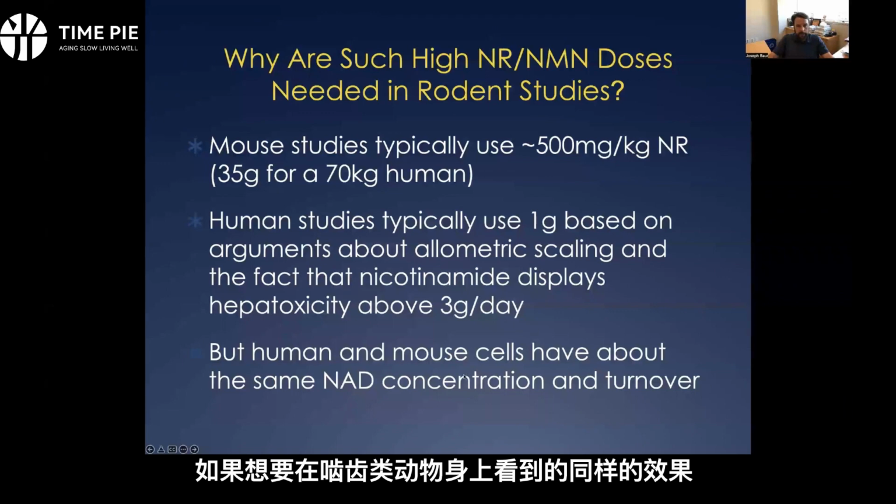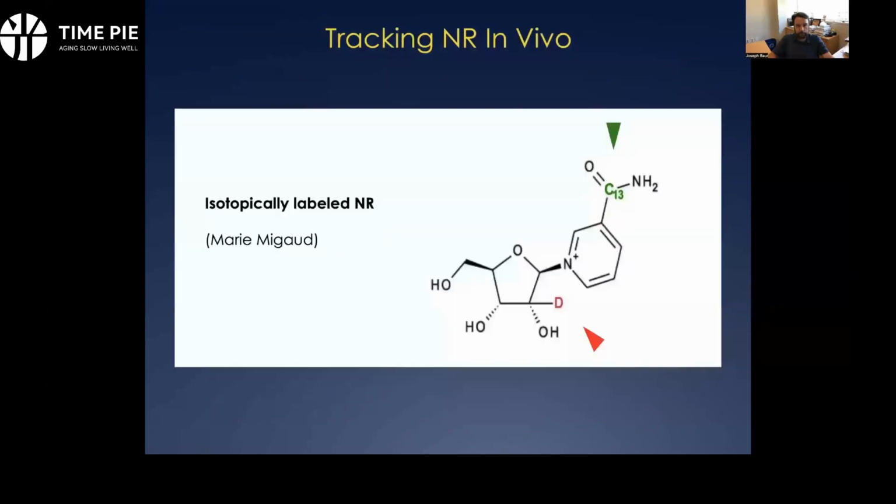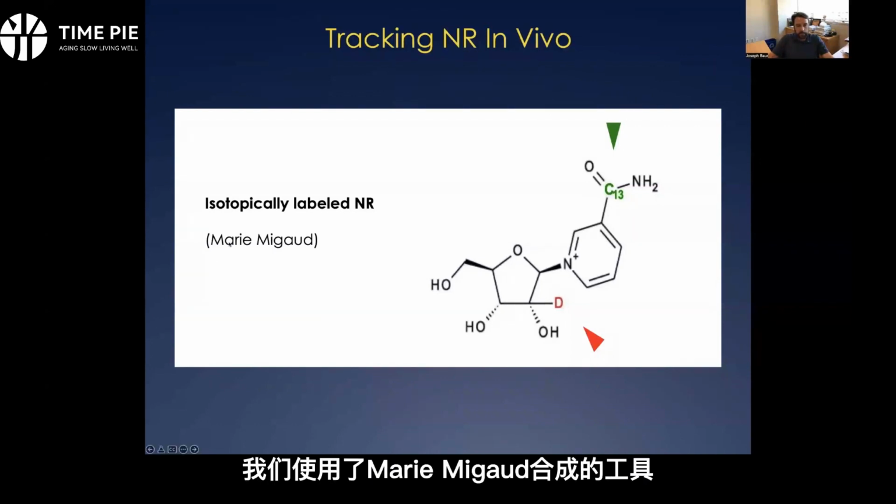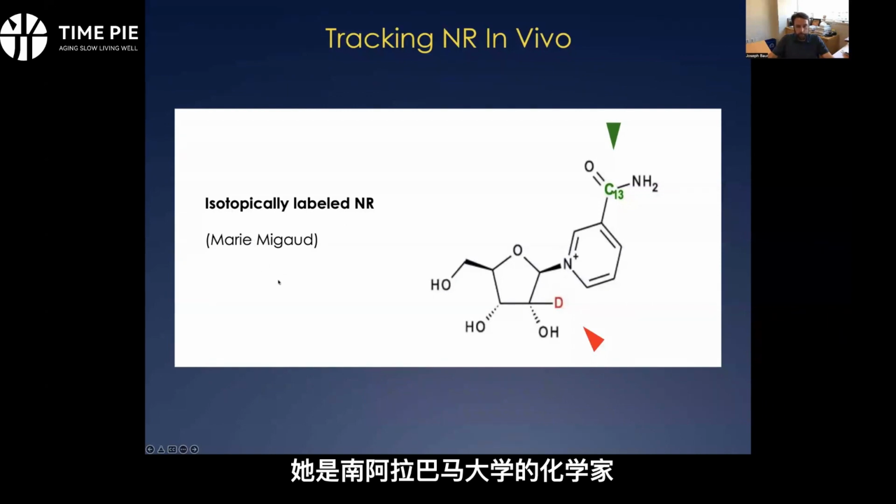And so it may well be that you actually have to scale by body weight if you want to get the same effects that we're seeing in the rodents. And so to really try to get a better idea what's going on in vivo, we've employed this tool synthesized by Marie Magot, who's a chemist at the University of South Alabama. And she generated nicotinamide riboside for us that had a label of deuterium on the ribose ring and a C13 on the nicotinamide moiety. So we could track both rings separately.